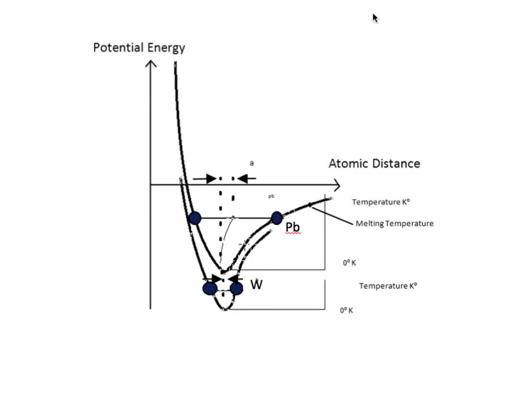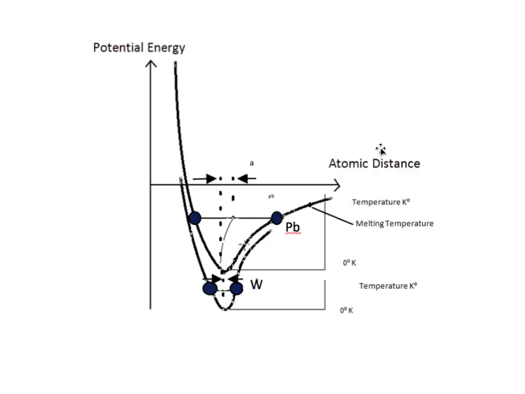We will now use this knowledge to compare two different materials. Here we have the potential energy curve for two materials. It's for lead, with a rather wide curve, with a rather shallow minimum, and we have another curve for tungsten, which has a deep minimum and a rather sharp edge here.